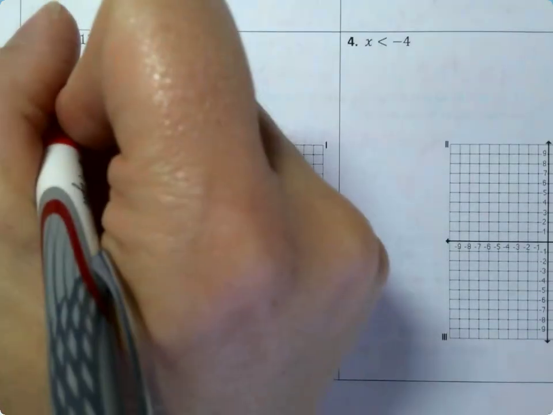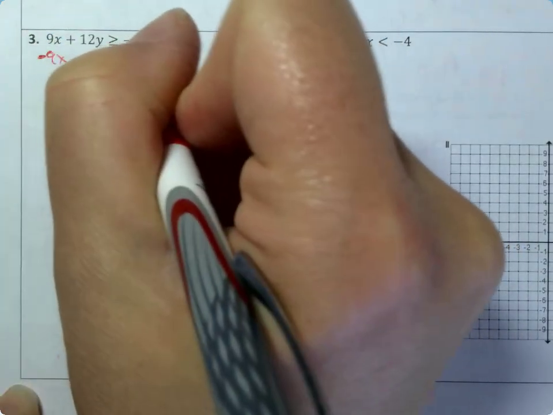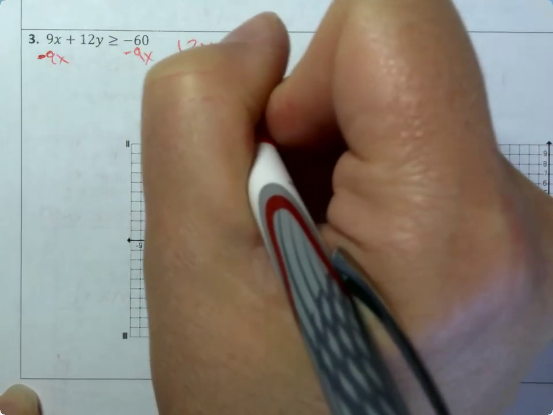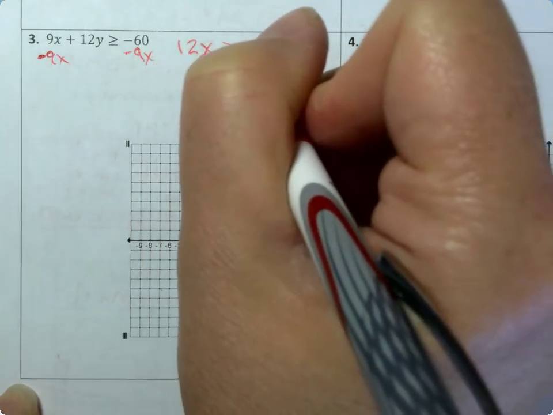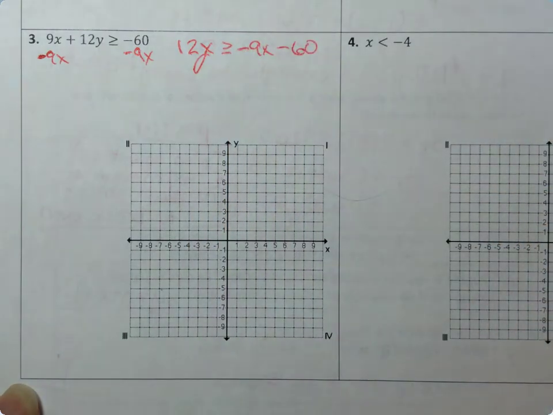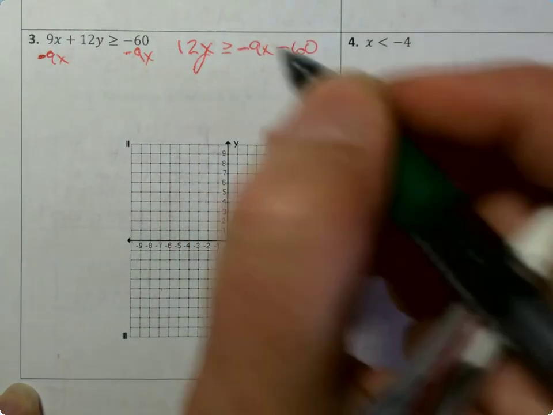All right, first thing I'm going to do is I'm going to subtract 9x. So if it helps you to show it, write it down. I'm going to go in order. You don't have to, but I'm going to put the x first and then the -60 after. Okay, divide each piece by 12.